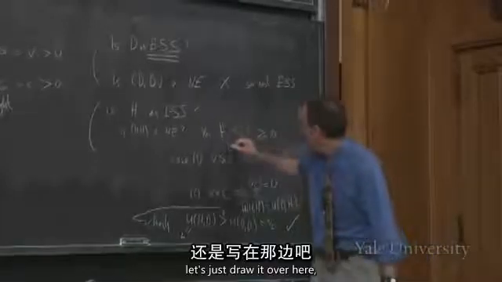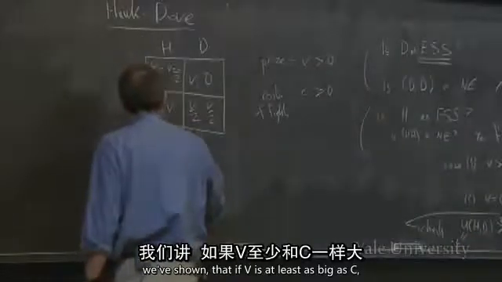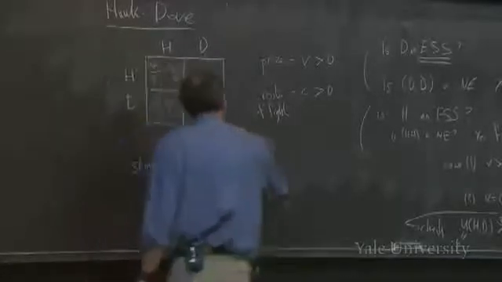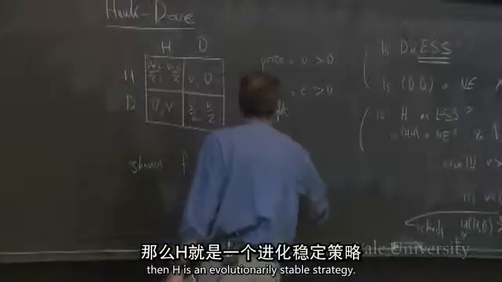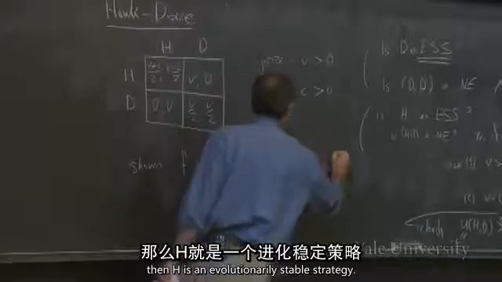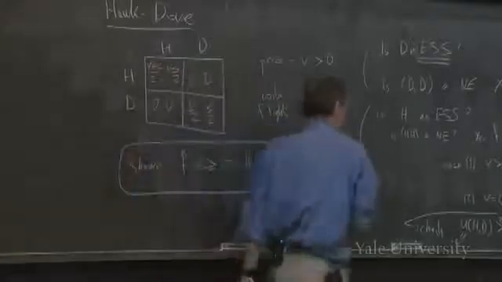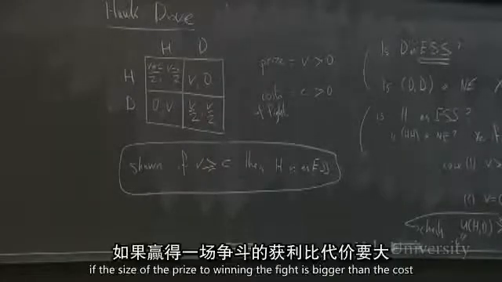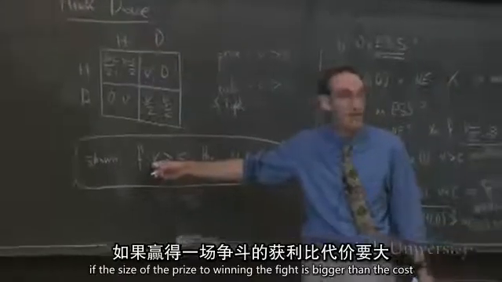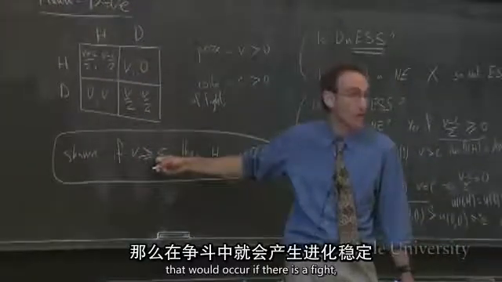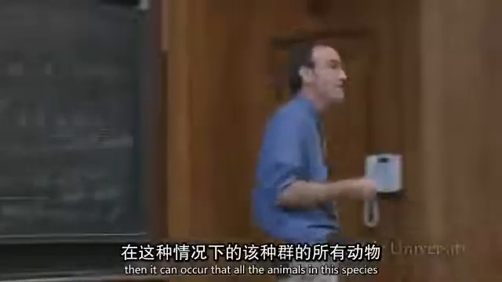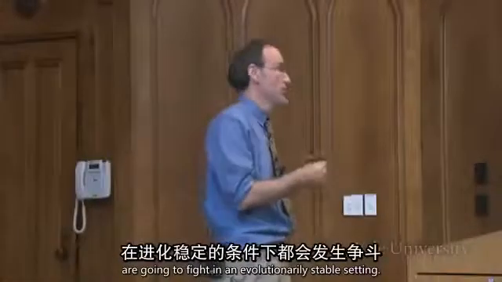We've shown, let's just draw it over here, that if V is at least as big as C, then H is an evolutionary stable strategy. So in this game, in this setting in nature, if the size of the prize to winning the fight is bigger than the costs that would occur if there is a fight, then it can occur that all the animals in this species are going to fight in an evolutionarily stable setting.